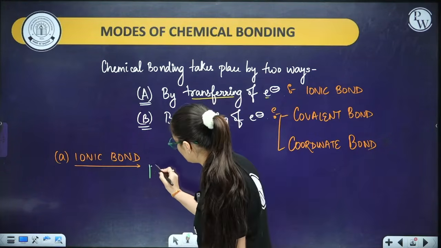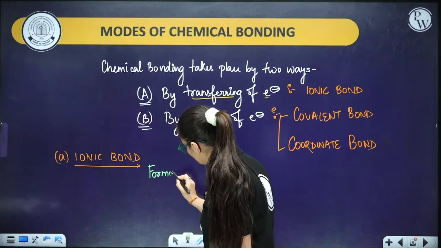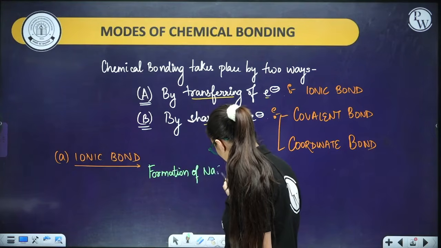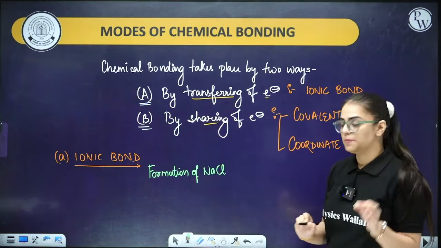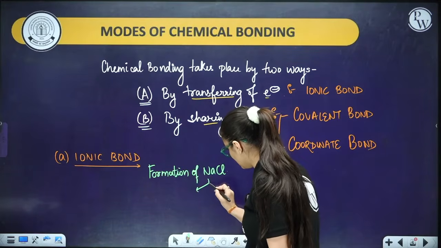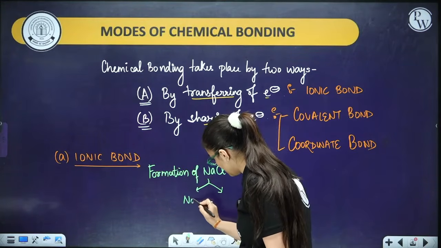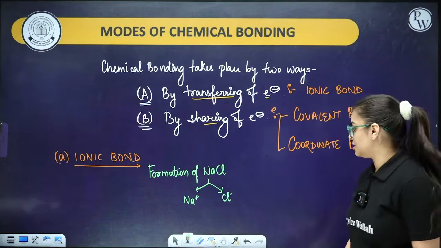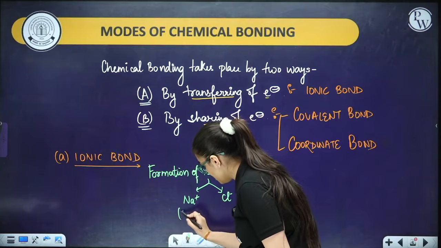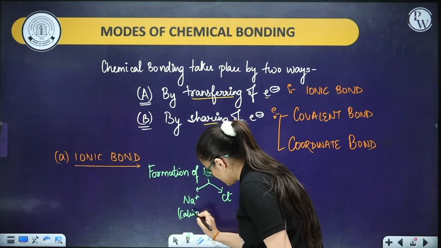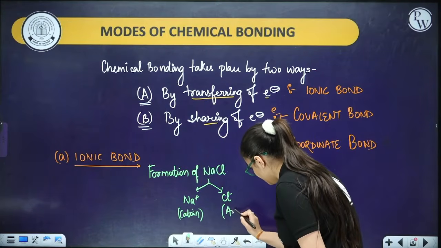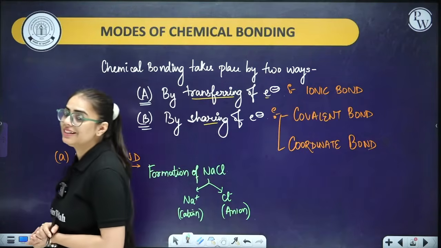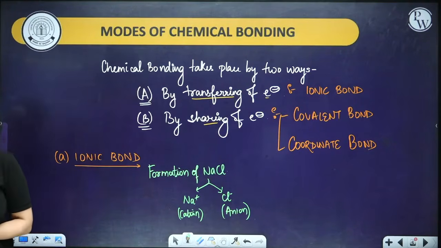How is NaCl formed? We are going to understand the formation of NaCl. NaCl contains two types of ions. One is Na positive, another one is Cl negative. Na positive is your cation, Cl negative is your anion. Step by step we are going to understand them. First of all, I want you all to write each and every line which I have written here so that I can move on to the next part.